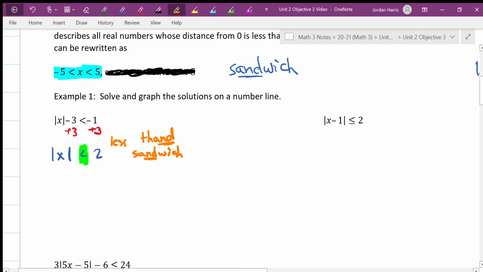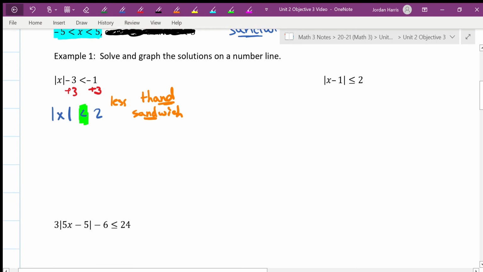So our answer is going to be set up in a sandwich, and we can set up the sandwich right away. The first step is set up the sandwich. So less than sandwich: I get -2 is less than the inside of the absolute value, which is x, is less than 2. Notice it's less than, less than. It should always match the symbol you were given.